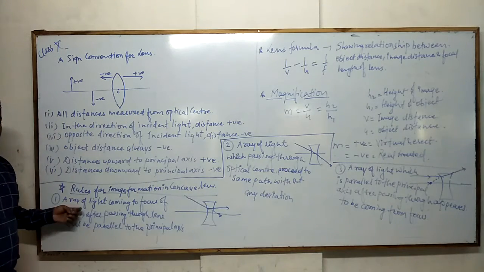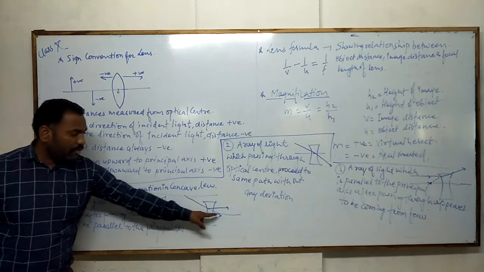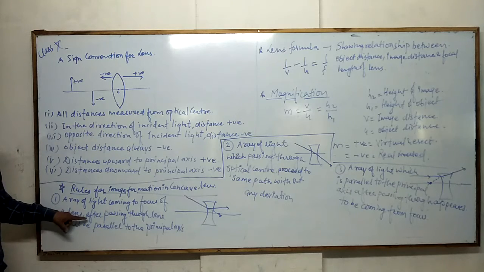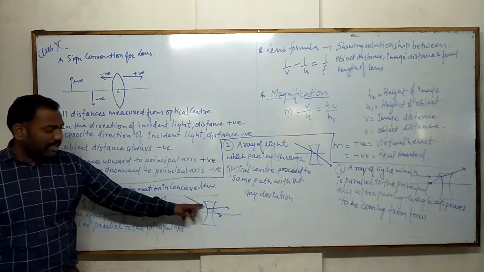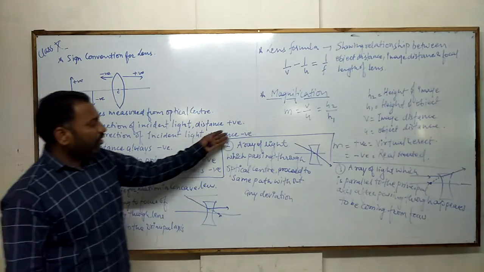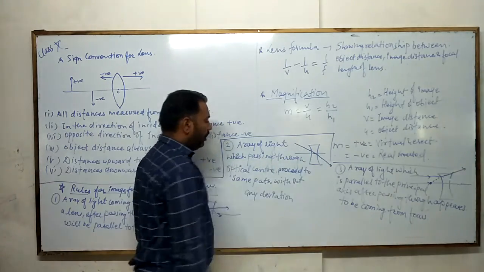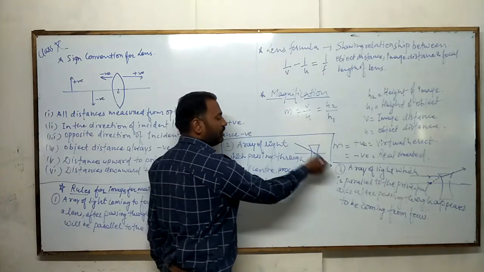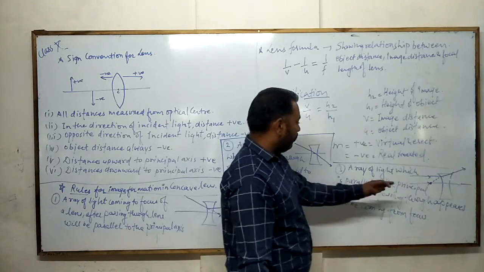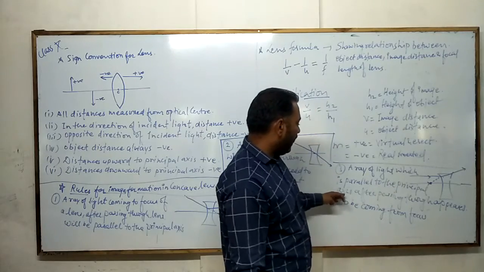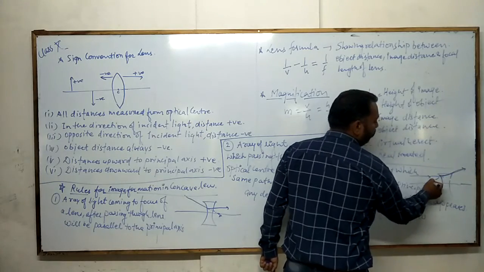So the first rule is, look here, stop writing everyone. A ray of light coming toward the focus, after passing through the lens, will be parallel to the principal axis. A ray of light passing through the optical center proceeds along the same path without any deviation, just like in a convex lens. It also happens in the concave lens. And a ray of light which is parallel to the principal axis, after passing through the lens, appears to be coming from the focus.